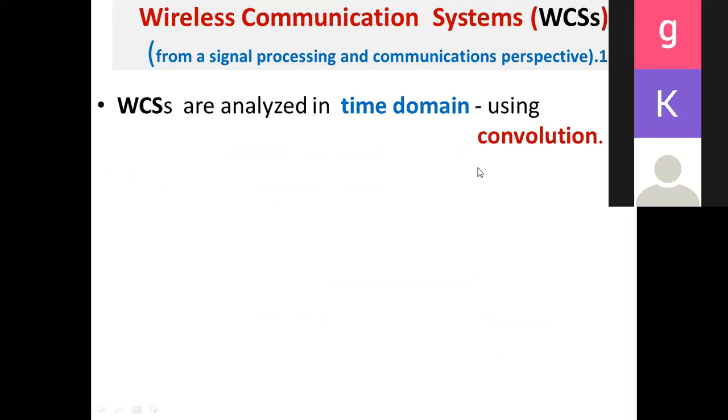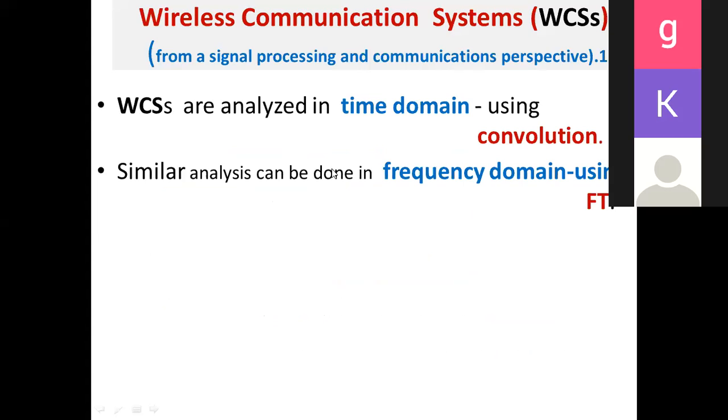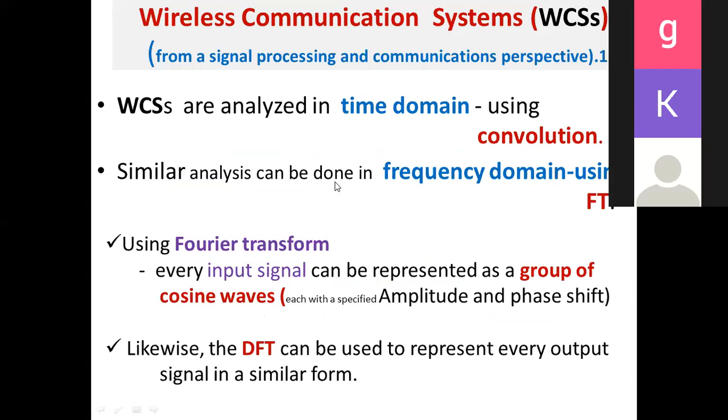Wireless communication systems. So usually this acronym WCS stands for wireless communication systems. They are usually analyzed in the time domain. We use convolution for this purpose. A similar analysis can be done in the frequency domain. For this purpose, we use a tool known as the Fourier transform. So these are the two tools we use for analyzing signals.